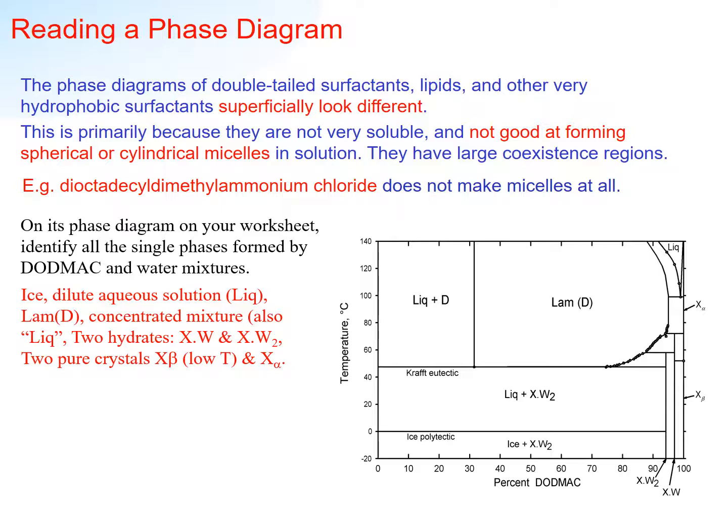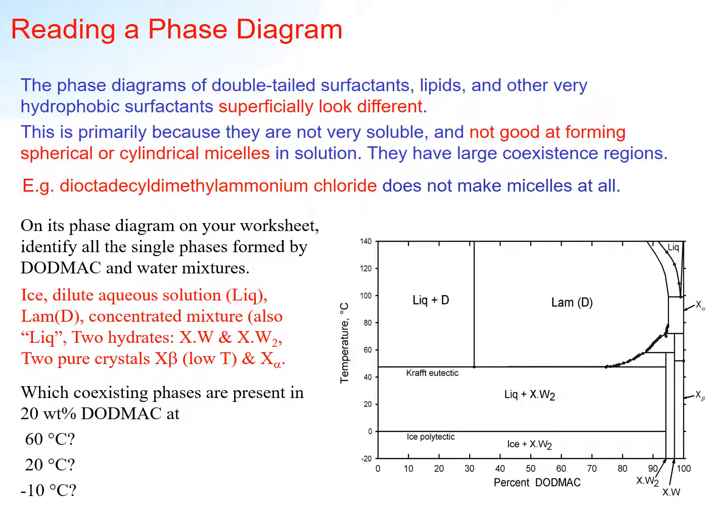You might not have spotted those two as being different, or might not have been sure whether they were different from each other or not. Now if I take a 20% solution of dioctadecyl dimethyl ammonium chloride, what phase or phases are formed at each of the temperatures 60 degrees C, 20 degrees C, and minus 10 degrees C? So take my 20% solution, plot a vertical line, and then look at those three temperatures.